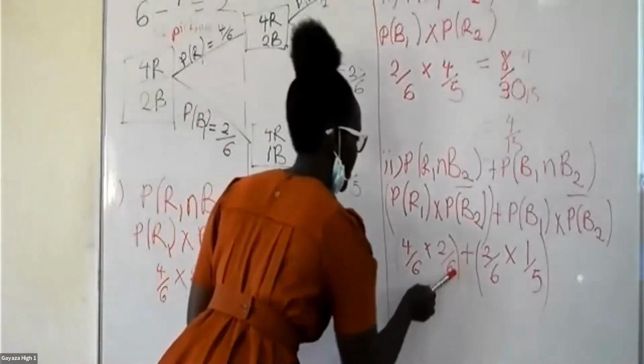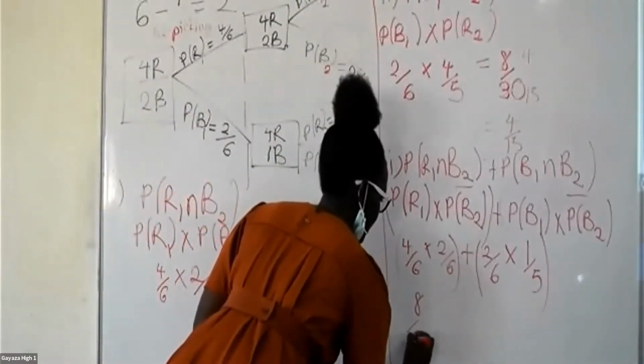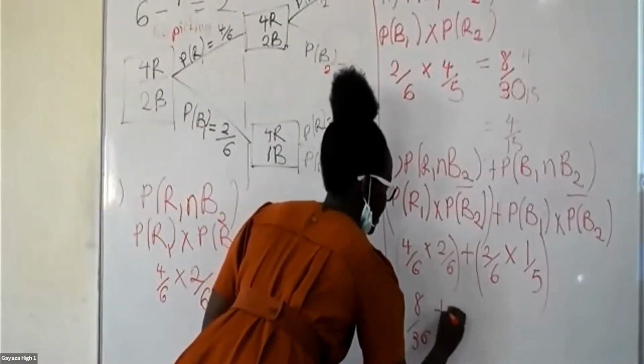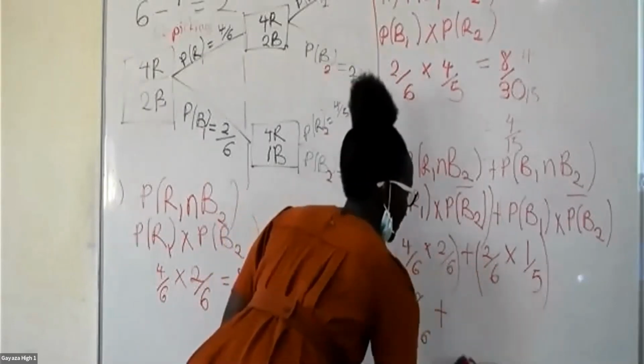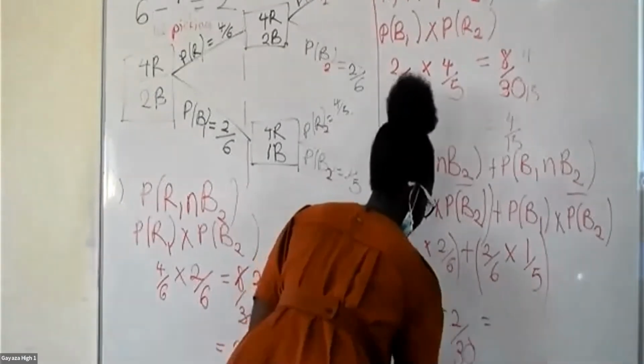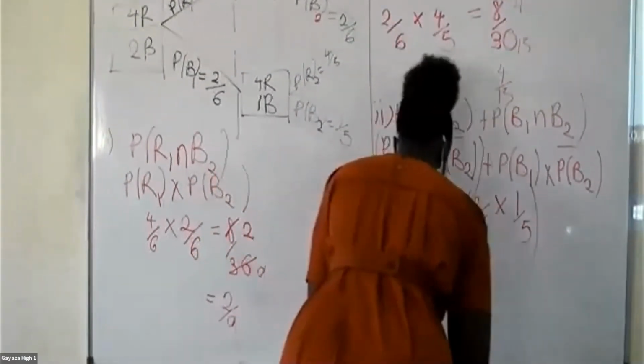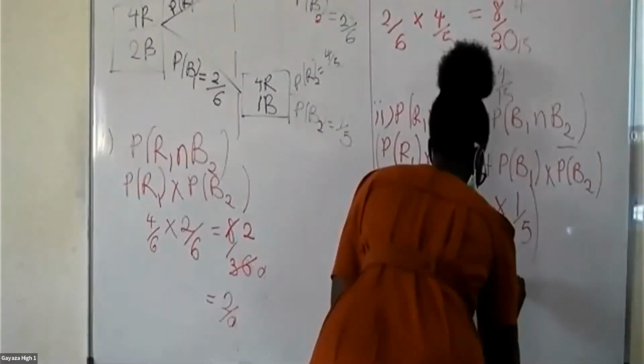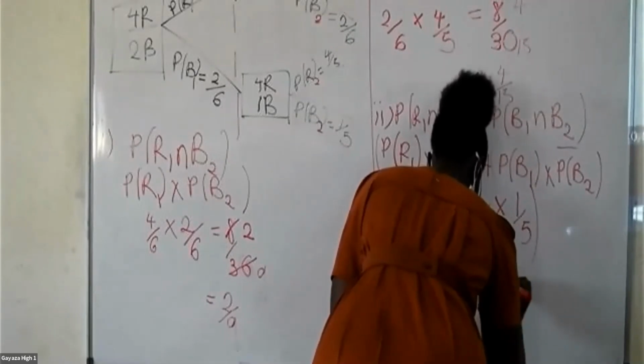Now 4 out of 6 times 2 out of 6 is 8 out of 36, plus 2 out of 6 times 1 out of 5, which is 2 out of 30. When you work this out, it gives you 13 out of 45.